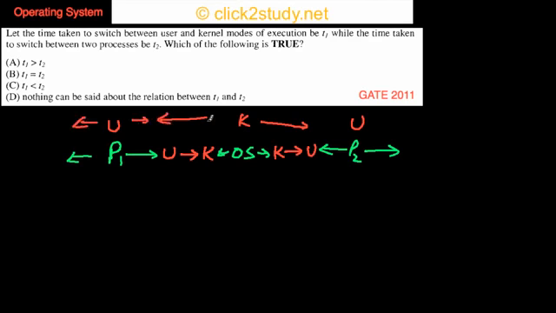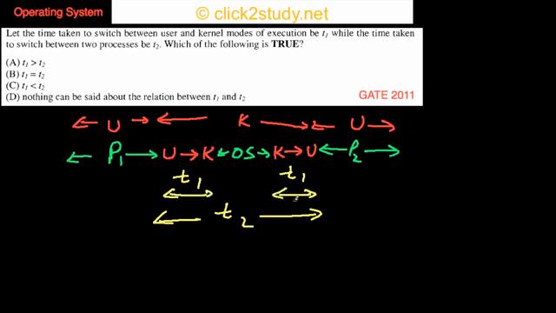So this is the thing. Okay, so what you learn from here is that there is a user to kernel mode switch. So this is T1. Okay, and there is this again T1, and this switch from P1 to P2 is this complete T2 out here. So obviously T1 is a part of this thing. Okay, this bigger T2. So that means that T1 has to be smaller than T2, which is option C.